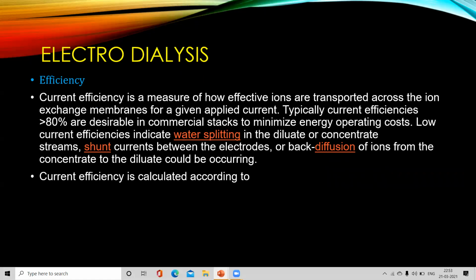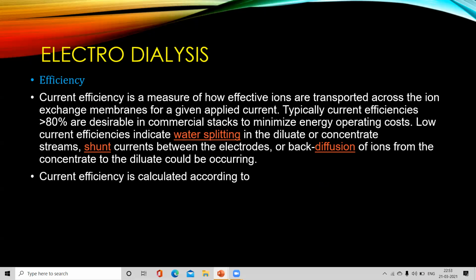Let's see the efficiency, how electrodialysis is useful for us. Current efficiency is a measure of how effectively ions are transported across the ion exchange membrane for a given applied current. Typically, current efficiency greater than 80% is desirable in a commercial stack to minimize energy and operating cost. Low current efficiency indicates water splitting in the dilute or concentrate stream, shunt current between the electrodes, or back diffusion of ions from the concentrated solution to the dilute could be occurring.